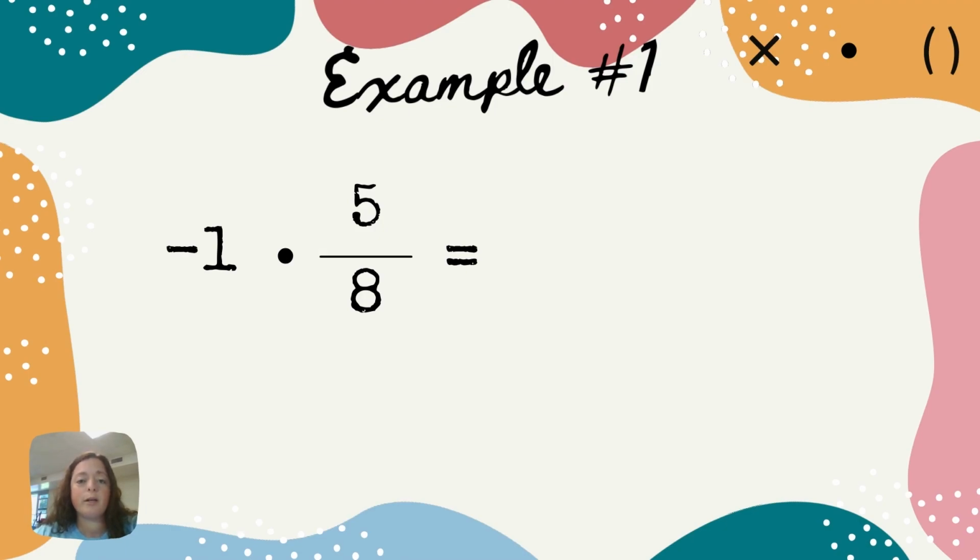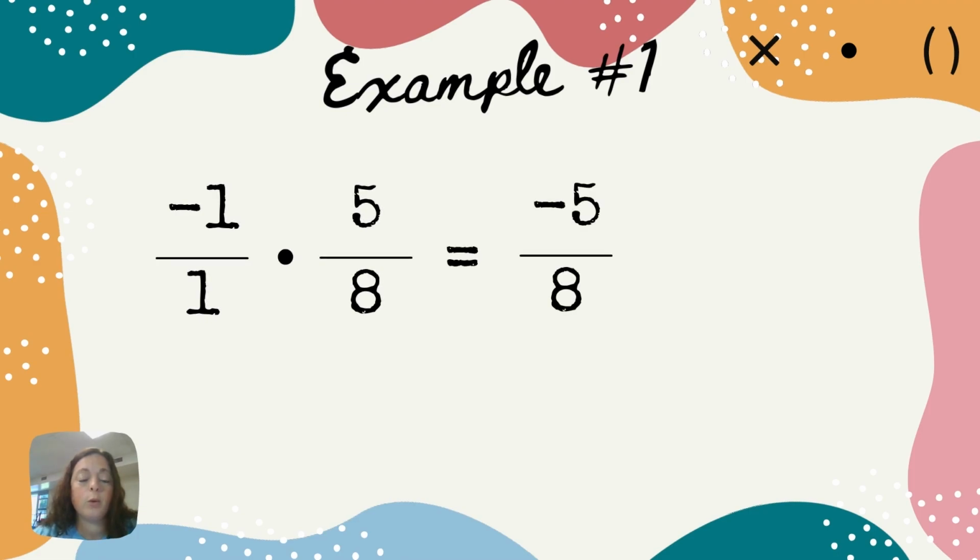Now that we've reviewed a little bit with fractions, let's take a look at some examples. -1 times 5/8. We can start by putting a 1 underneath the -1. This doesn't change the value of it, it just makes it look more like a fraction. When we multiply straight across, we get 1 times 5, which is 5, and 1 times 8, which is 8.